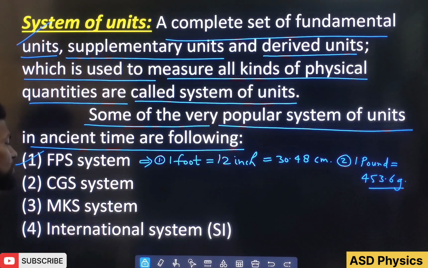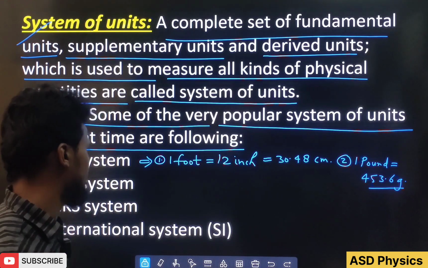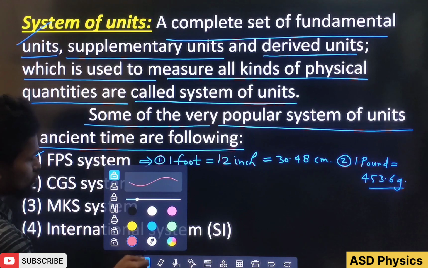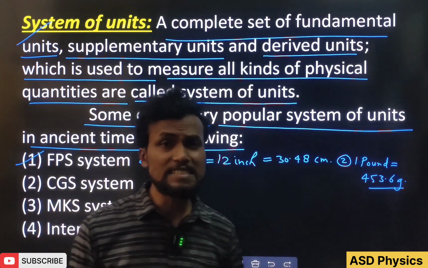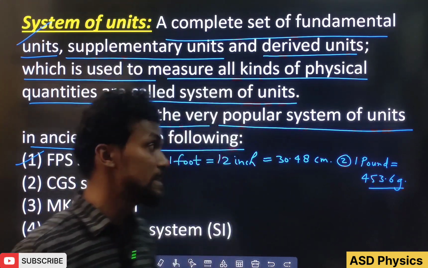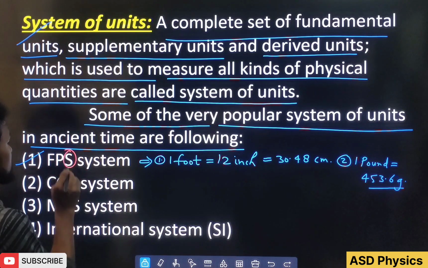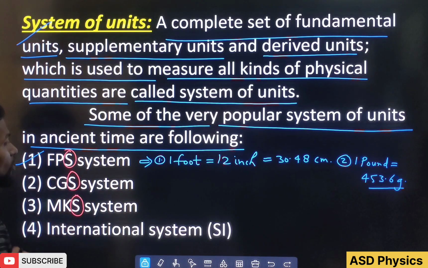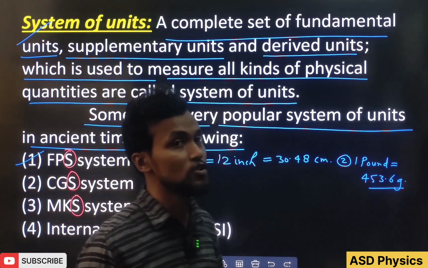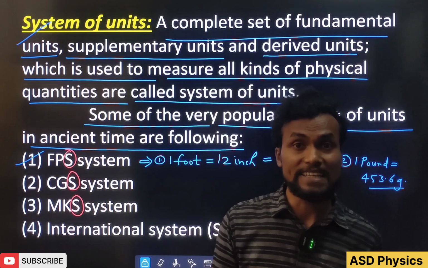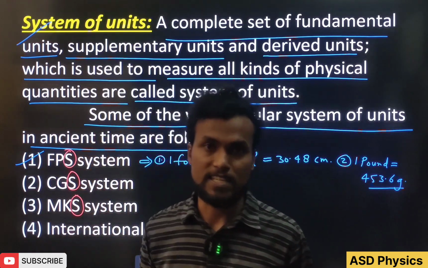And similarly, what is there? MKS system. That means meter kilogram second is there. But remember that question used to come: in all these systems of units, which physical quantity is common? So see here S, here S, here S. And what is this? Second. That means physical quantity time, or unit second, is common in all these three systems of units.